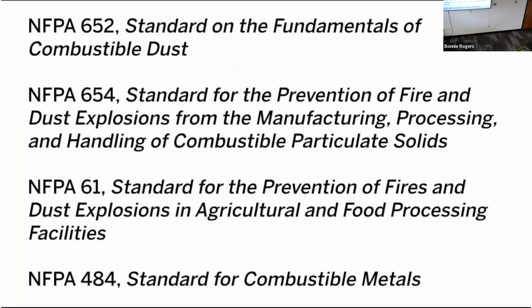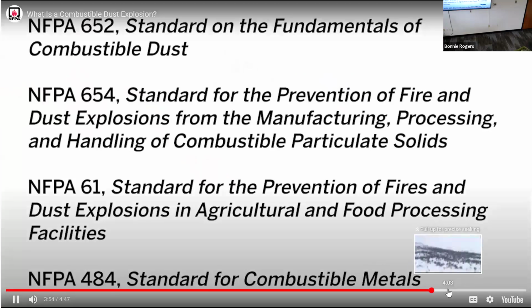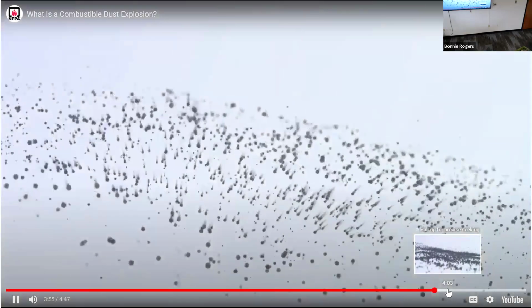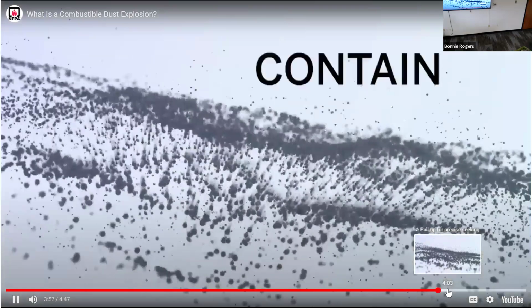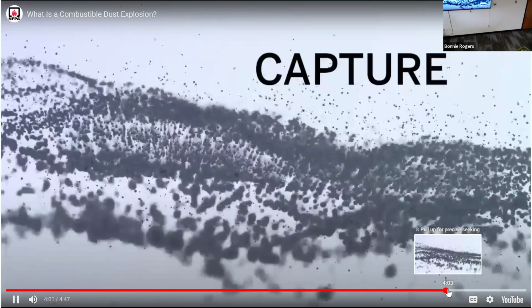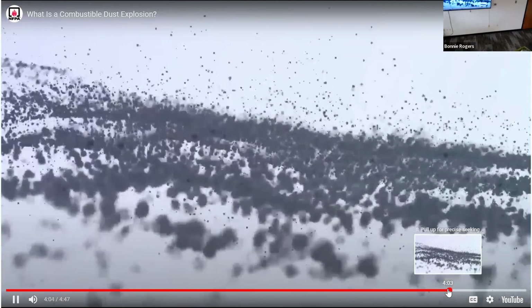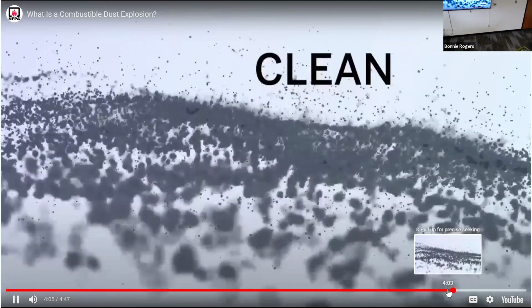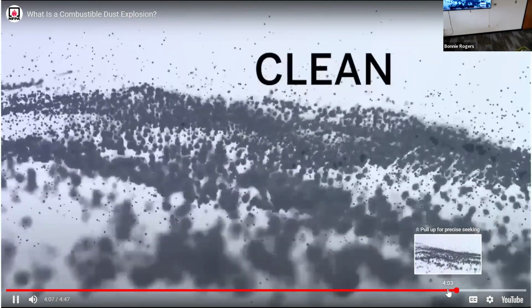Fortunately, there are resources out there to prevent these kinds of incidents from happening. NFPA, for instance, has 4 standards related to combustible dust hazards. In general, they teach a concept known as the 3 C's. Contain, you want to contain your dust within process equipment. Capture, if you can't contain it, you want to capture it at the point of release. And clean, if you can't contain or capture it, clean it up as soon as possible.